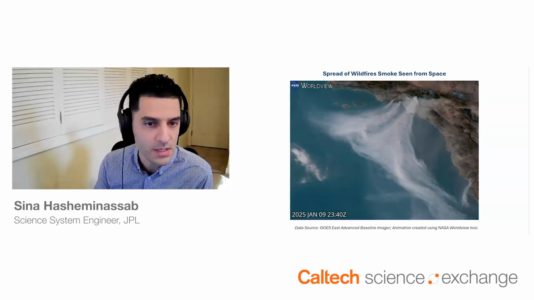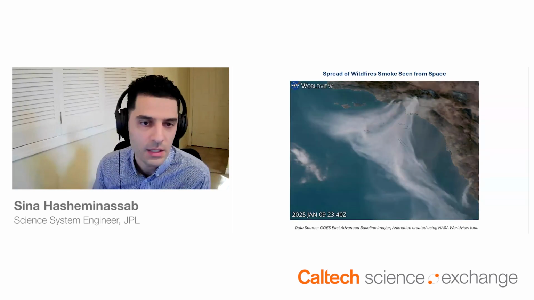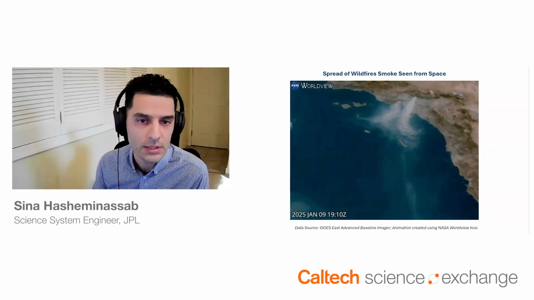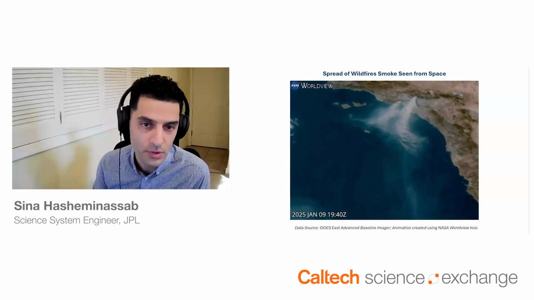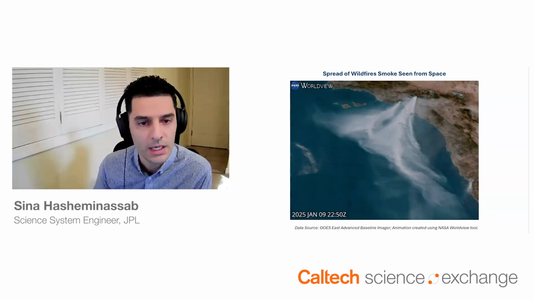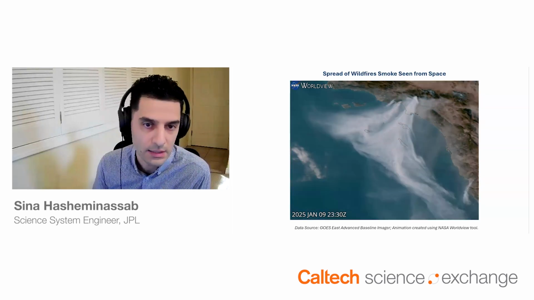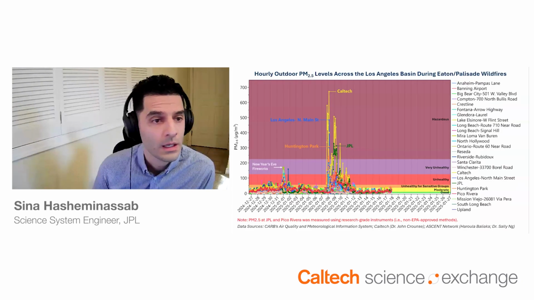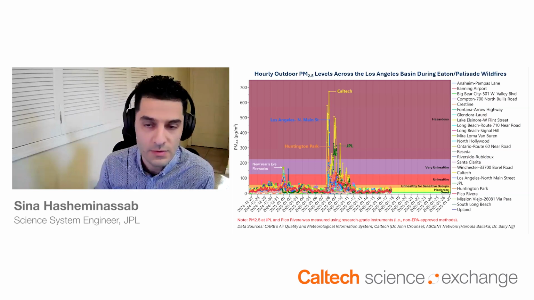The Palisades fire, since it was closer to the ocean, generally had smaller impact on the air quality in the downwind regions, as opposed to the Eaton fire, which was situated in the northern part of the Los Angeles basin. And given the strong offshore winds that we had during that period, it facilitated the spread of smoke to larger areas and impacted larger communities downwind. This slide shows hourly outdoor PM 2.5 levels measured across the Los Angeles basin pre, during, and post fires.